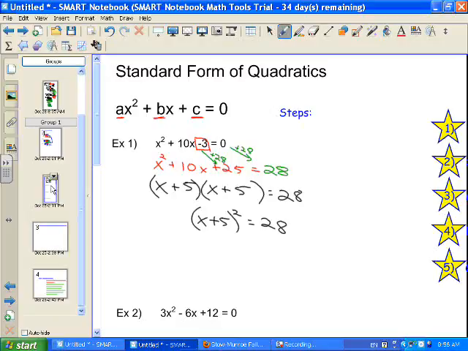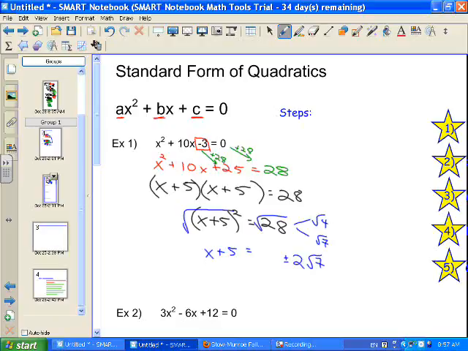Right, I've got to get it out of that parentheses first, so I need to square root this. But if I square root that side, I've got to square root this side. So what will I be left with over here on the left? X plus 5. How about over here? Any perfect squares in 28? 7. I'm going to get 2 radical 7, but really a plus or minus, right?